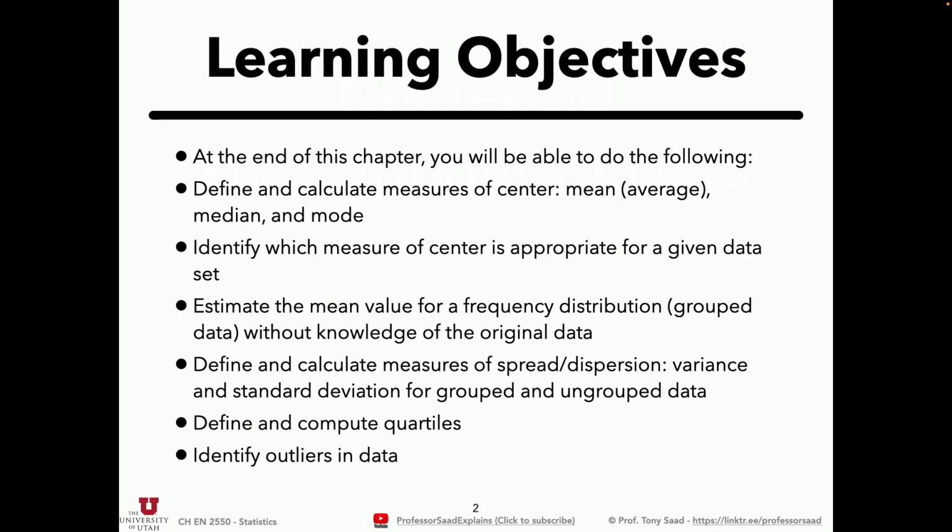All right. My learning objectives, what I hope to convey to you in this chapter. That's chapter 3, by the way, in Warren. It's fairly inspired from that chapter, but it's changing quite a bit. At the end, you'll be able to do the following: define and calculate measures of center. Those are going to be the mean, median, and mode. Identify which one of those is best for a given type of data. Estimate the mean value for a frequency distribution. So if you're not given the full data, if you're only given the bins, can you get the mean?